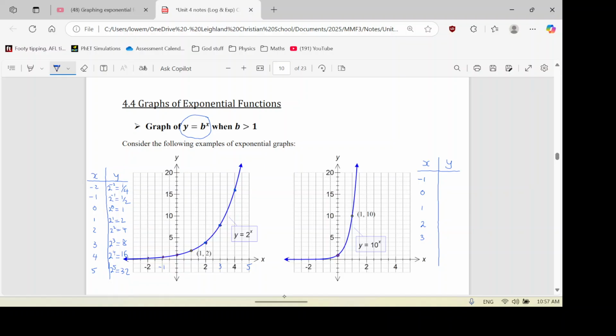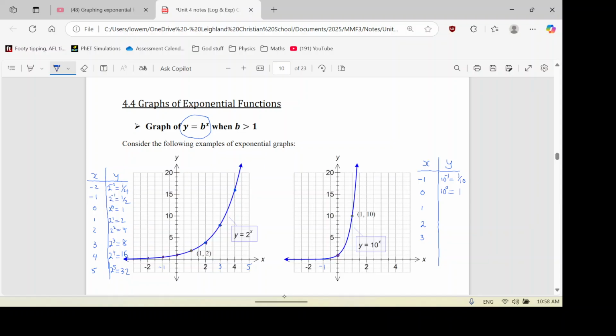Jump over here for a base value of 10. Our y values will be a little bit different. So for an x value of -1, then our y value is 10 to the -1, or 1/10, or as a decimal will be 0.1. And so that's there at -1. And so it's just a very small number there, just above the x-axis at 0.1. But for an x value of 0, we have 10 to the power of 0, which is 1, just like it was here for 2 to the power of 0.